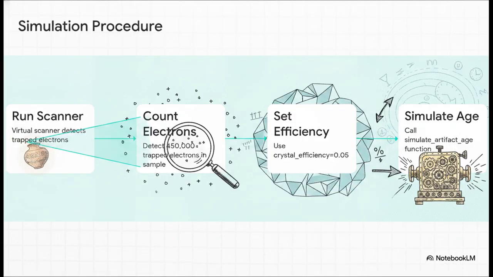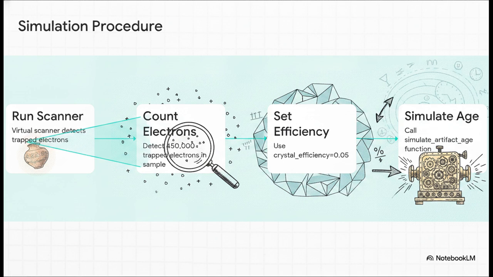So let's look at the full action sequence of our simulation as an active procedure, really tying everything we've learned together. First up, we ran our virtual scanner. Second, we counted those 450,000 trapped electrons. Third, we applied our known 5% crystal efficiency. And finally, step 4, we triggered the final function call in our code, passing in our sample measurement. This is the exact moment our digital time machine actually powers on.